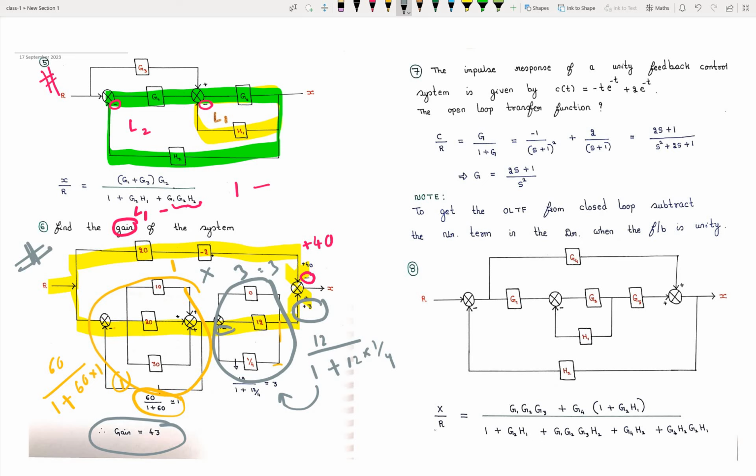Now coming to third question. In the third question, we are asked here impulse response. Impulse response of a unity feedback control system is given by. So we have to find here open loop transfer function. Impulse response has been given.